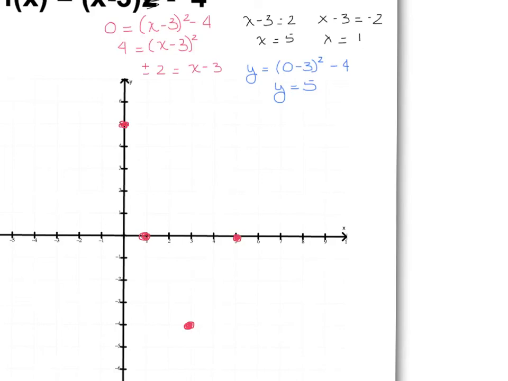I also just want to note that our axis of symmetry is right here. So remember, if we have symmetry, it's the flip on the opposite side. So here I can use symmetry to plot my next point. That should be right here. And now I can graph my parabola. Okay, not too good of a curve.